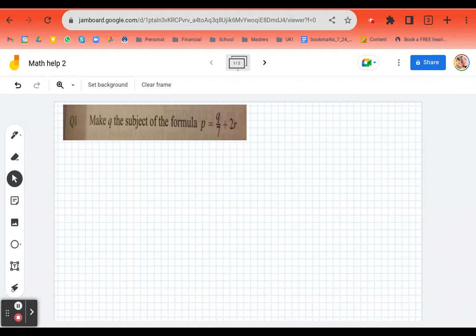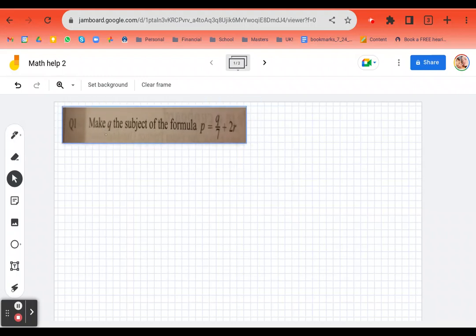Okay, so now we're looking at formulae, and they're asking us to make a letter such as Q here the subject of a formula, which means basically you want to isolate a variable. So here's our formula: P equals Q over 7 plus 2R.